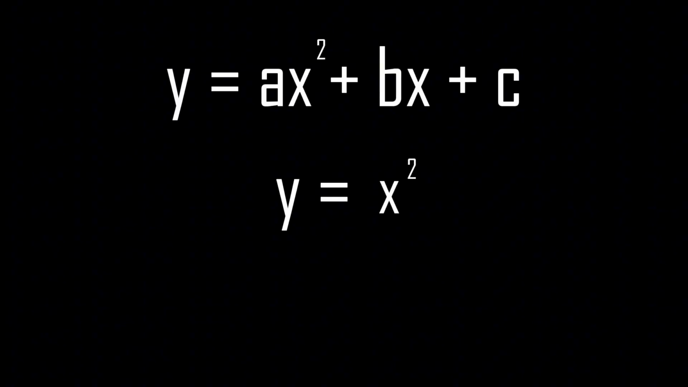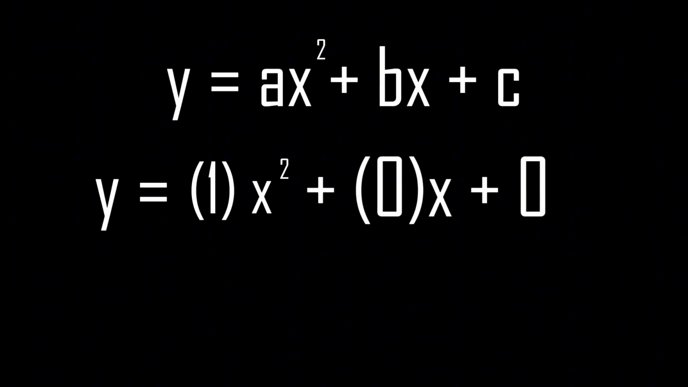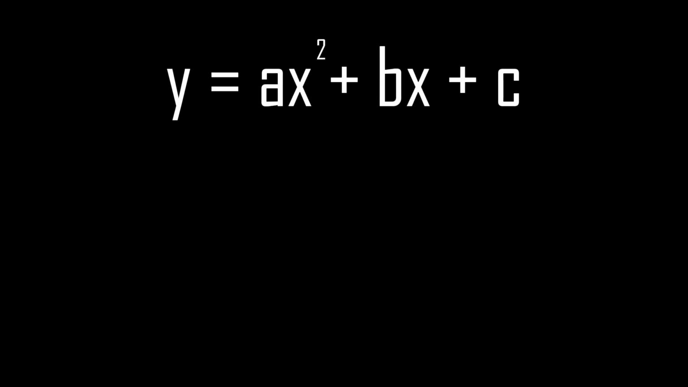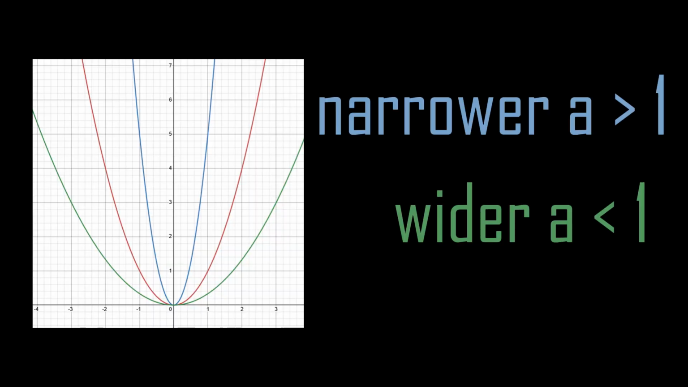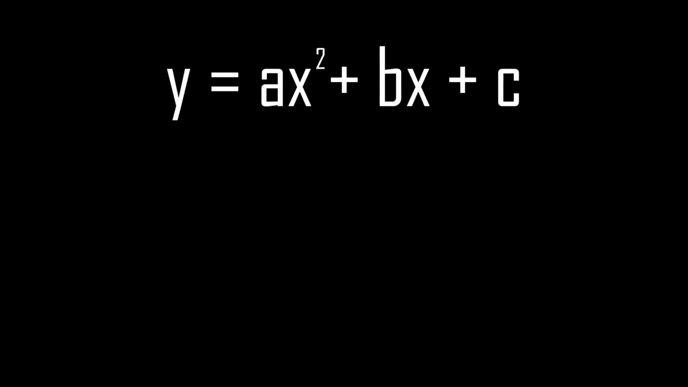If we look at the general form of this, we can see that a would be equal to 1 and b and c would be equal to 0. The easiest parts of the equation we can apply directly to the graph are a and c. If we alter a, we can make the curve narrower if a is above 1 or wider if it's below 1. If a is negative, the graph opens downward. C is the constant, or the y-intercept of the graph. Whatever value c is will be the y value when x is equal to 0.